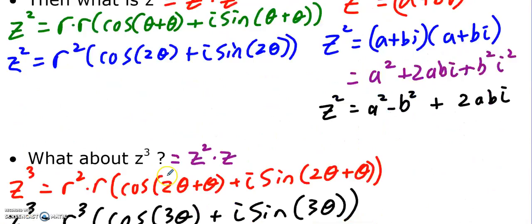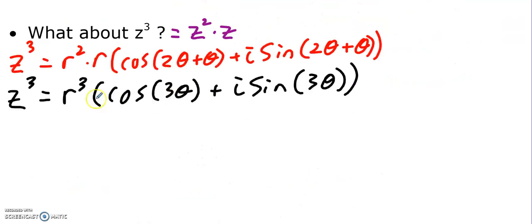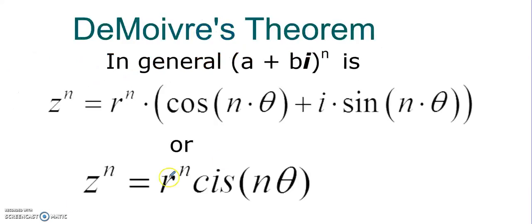And so again, we can see that real quick here with z cubed, that this was r cubed cosine of 3 theta plus i sine of 3 theta, and those 3's are all because this was to the third power. So this is our DeMoivre's theorem. And again, this is very helpful when we are raising complex numbers to very large powers.